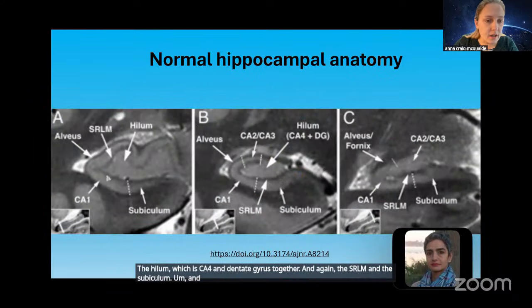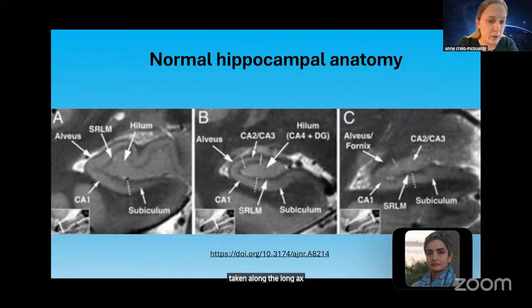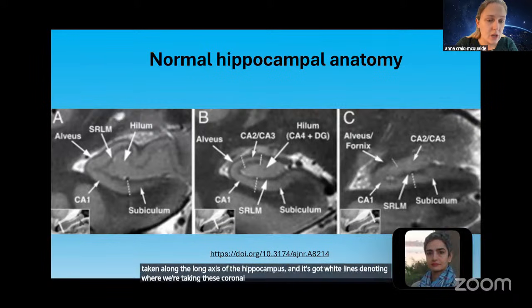And this is again showing the head, body and tail on coronal section. So inset in the small panel, you can see a sagittal taken along the long axis of the hippocampus, and it's got white lines denoting where we're taking these coronal sections. So A is head, B is body, and C is tail.